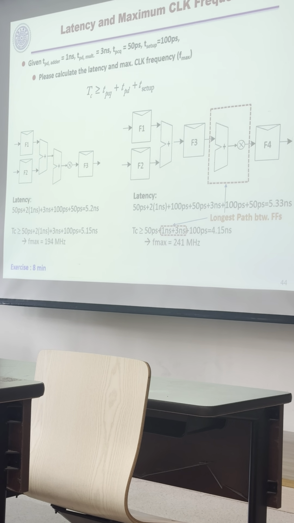Maybe you're curious why we need to add the register. It will make our circuit latency slower, a longer latency. But if you put a register somewhere, you can improve the circuit frequency. So I think it's a very important concept. Make sure you understand it.